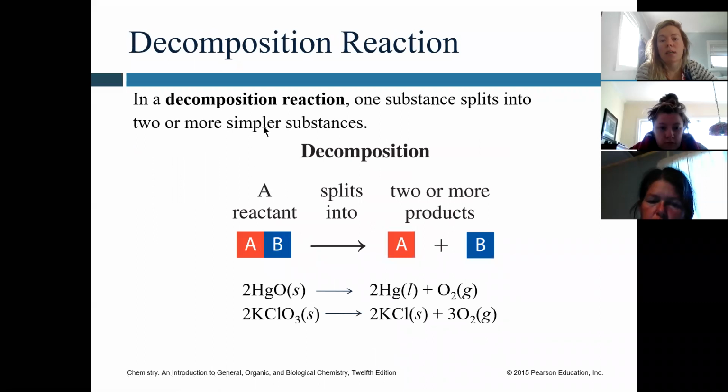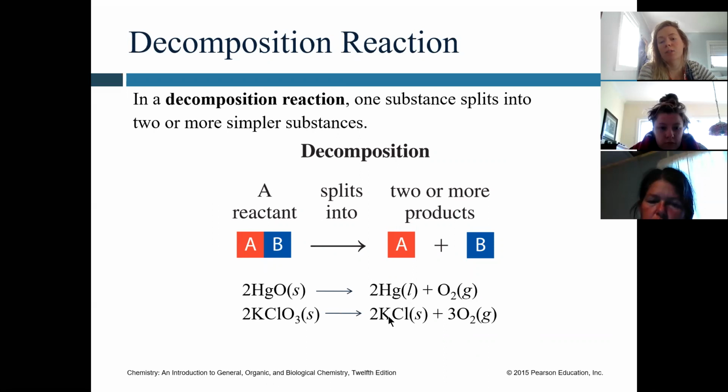We have another type called a decomposition reaction. So to decompose, or to break apart. We start with a substance and it splits into two or more simpler substances. Here we've got HgO, mercury oxide, and it breaks into mercury and oxygen. Or we've got AB and they break up into A and B. Same thing here, I've got potassium chlorate and it breaks up into potassium chloride and oxygen.